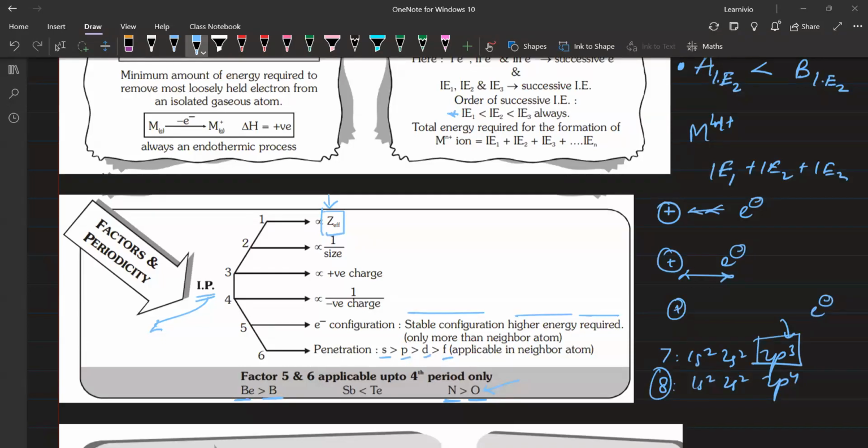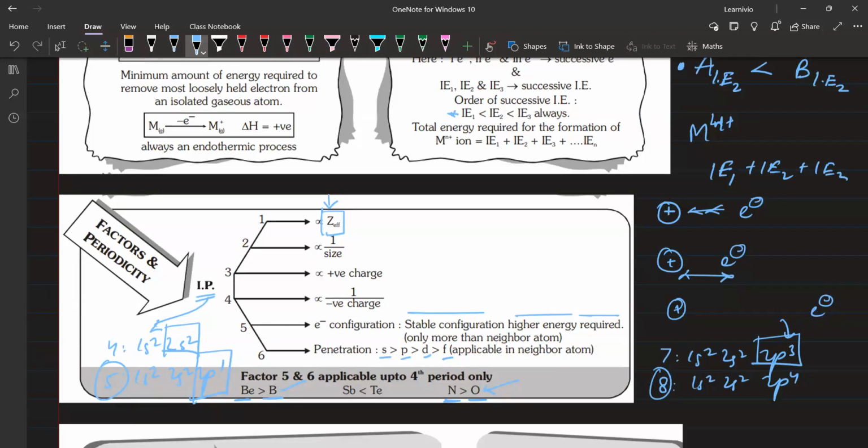Beryllium atomic number is 4 and boron is 5. So beryllium 4 means you are having 1s2 and 2s2. Then you have 5, that will be 1s2, 2s2, and 2p1. Now, in this case also, boron is having 5 protons, that means higher Z effective, but it is still easier to remove the electrons from boron. Why? Because we are removing from the p subshell rather than from the s subshell.